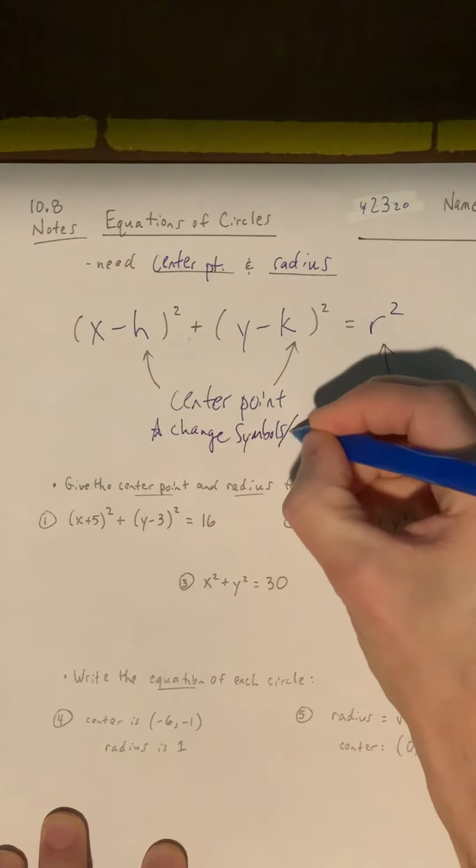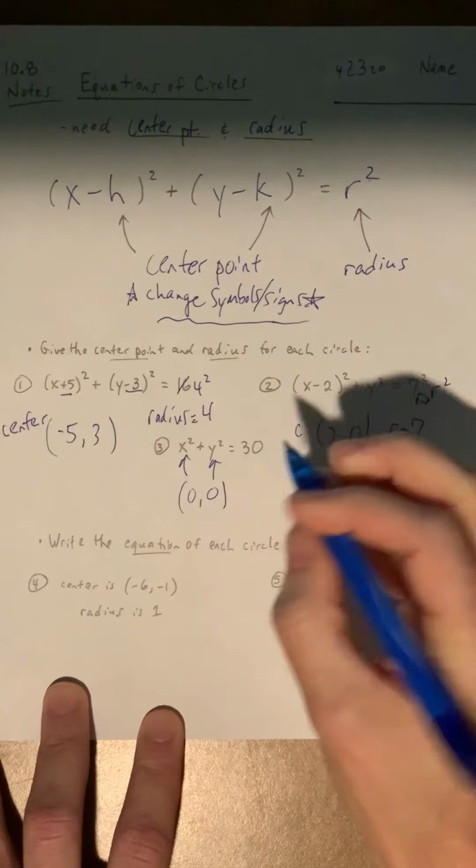Okay, number 3. Here you have x squared plus y squared equals 30. Okay, center point, 0, 0. That means it's centered at the origin.